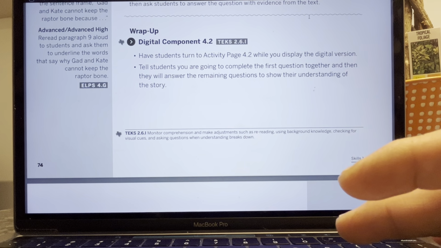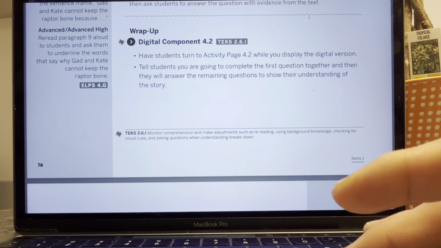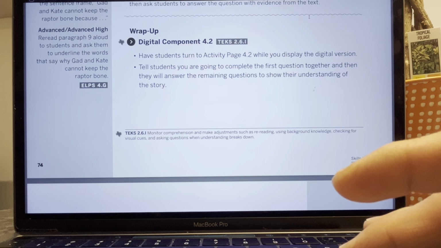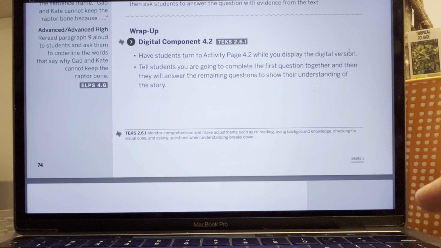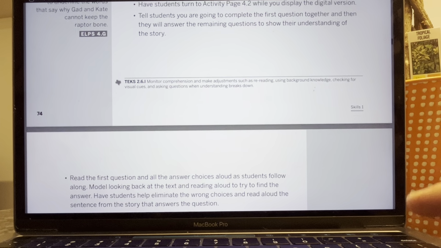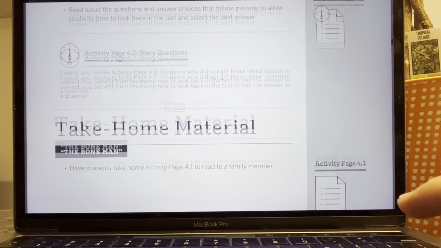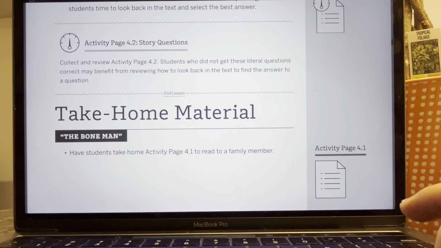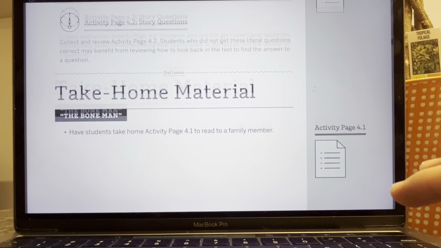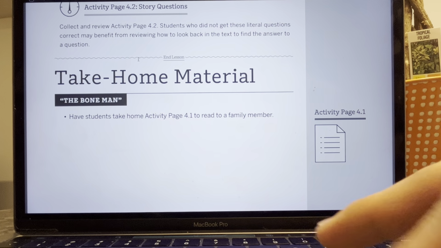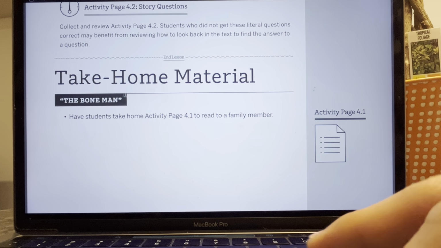the tactile, the visual, auditory, kinesthetic, tactile, which is the smell and taste. So we want to add these senses to our lessons on a regular basis. So then after we finish with the lesson, we take them home with an activity over the Bone Man where the students now get to read the Bone Man to their family members. And we'll look at how that activity looks.